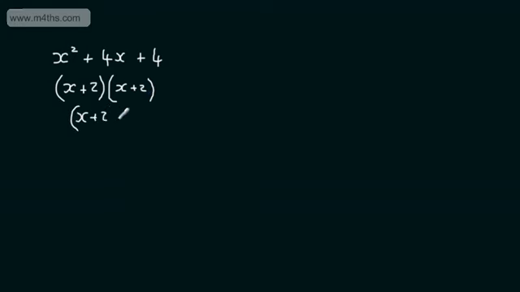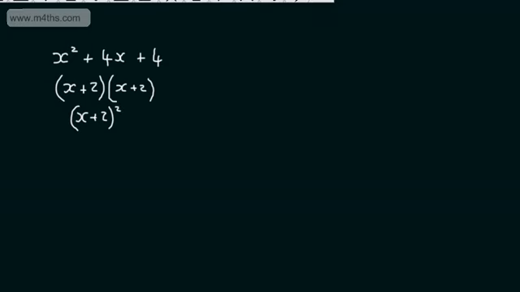Some quadratic expressions can be written as what we call perfect squares. An example would be x squared plus 4x plus 4. We could factor this to give (x plus 2)(x plus 2), which we could write as (x plus 2) all squared. So that is said to be a perfect square.